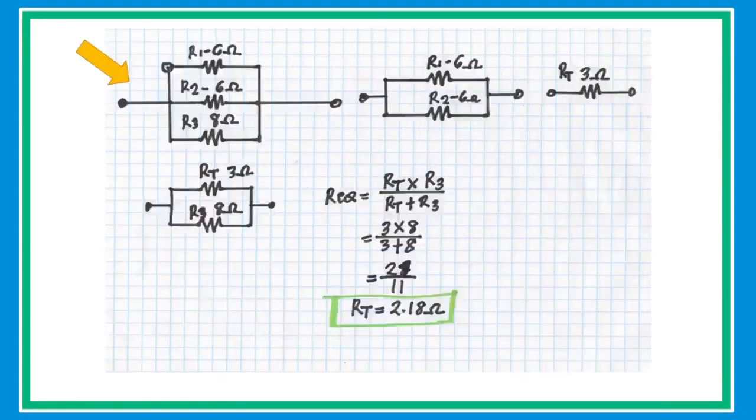In this problem, since R1 and R2 have the same value of 6 ohms, just simply get the half of the value of 6 ohms. Then redraw the circuit, and if you have two resistors that are connected in parallel, we have a special formula for that. The product divided by the sum, then substitute the value to get the equivalent resistance of 2.18 ohms.